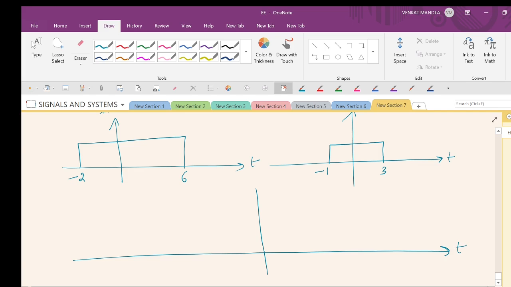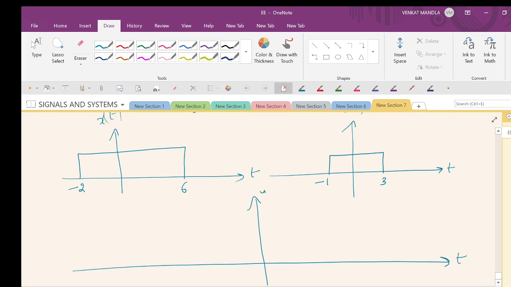This is t. First, identify the extreme points. This is minus 2. This is minus 1. So this is from minus 3, and this is 6 plus 3. So minus 3 to, let us say, 9. And this pulse width is 8, and this pulse width is 4.